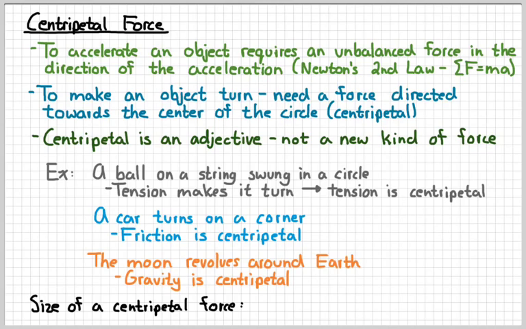We can use Newton's second law to figure out the size of a centripetal force, just mass times acceleration. Since our acceleration is centripetal, we'll just write it like mass times centripetal acceleration. Substituting in our expression for centripetal acceleration, we could write that like mv squared over r. And so in a lot of problems, we'll be setting a force equal to the quantity mv squared over r.